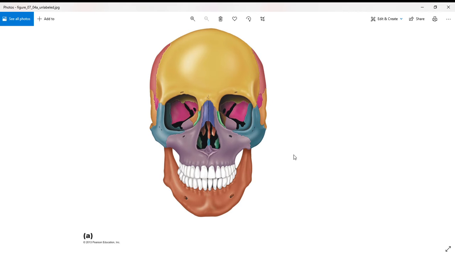So superior is known as the top. So this one's going to be inferior orbital foramen. And then in the bottom we have the mandible, which is pretty much the jaw. And this little notch right here is known as the mental foramen.